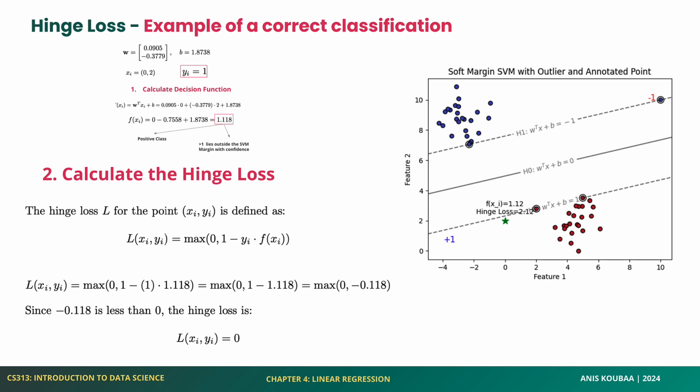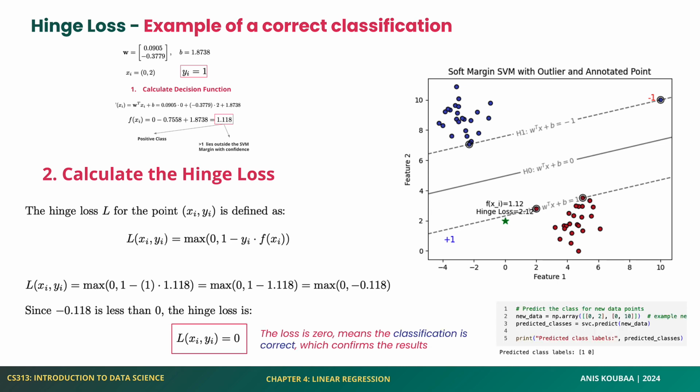Now I'm going to take another point, 0, 10. So what will be the correct prediction for 0, 10? Minus 1 or 1? Minus 1. It's in this area. So the loss is 0, which means that the classification is correct.